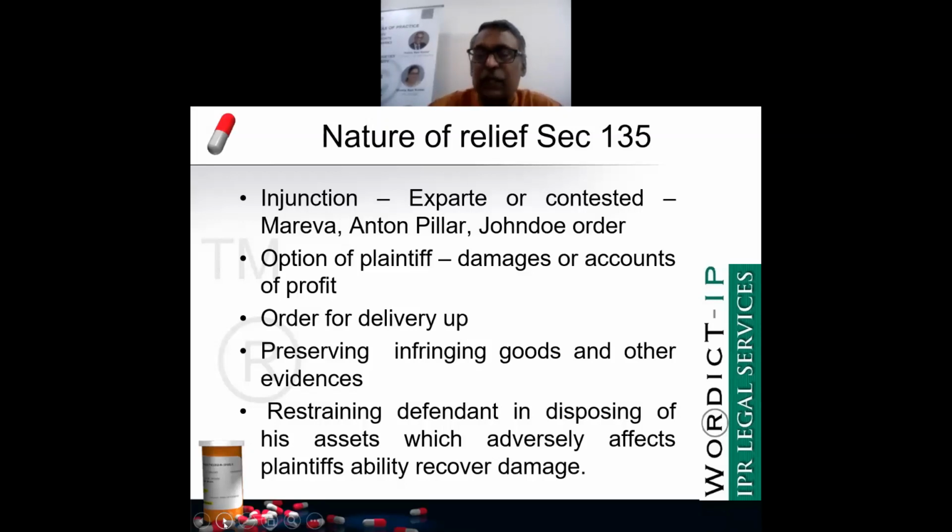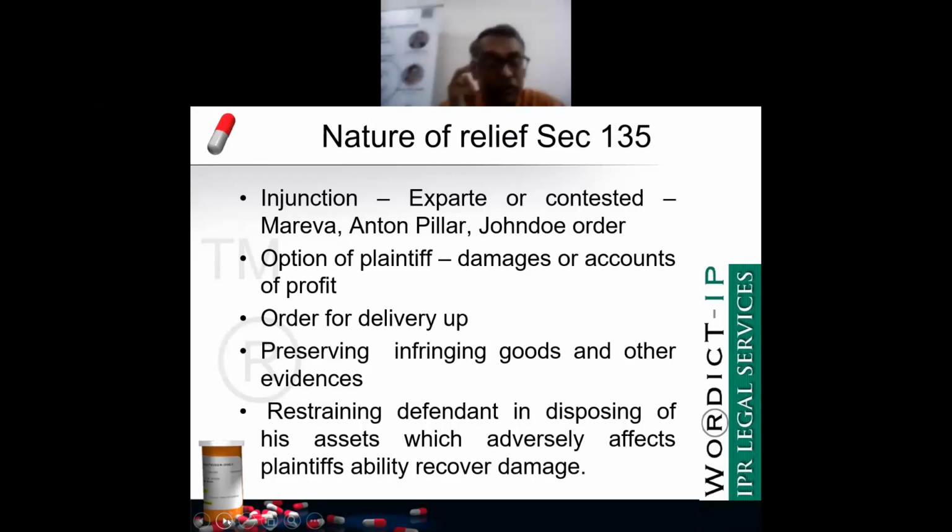Now, accounts of profit also comes in another event where the courts don't agree to give an injunction, but they say, let us wait for the outcome of the suit. If in the final decree it turns out that there is an infringement, then this accounts of profit will be maintained by the defendant till such time, and at that time, whatever is the damages that has been incurred can be given to the plaintiff.